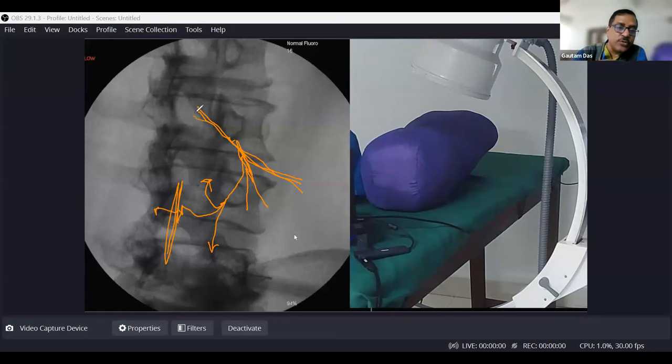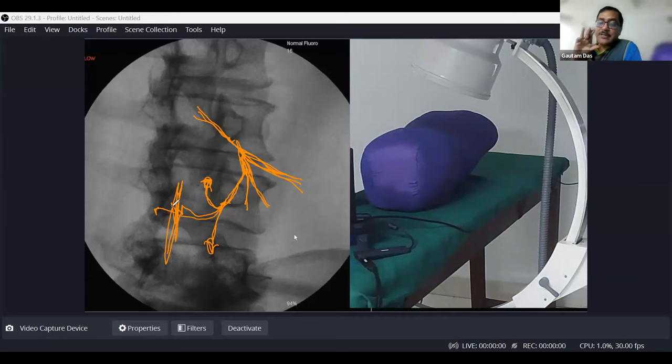So nerve root, ventral rami, dorsal rami. Dorsal rami has medial branch, intermediate branch, lateral branch. Medial branch has one articular branch going to supply the same level and another going to supply the below level facet joint. These are the superior articular branch and inferior articular branch of the medial branch of the dorsal rami of the exiting nerve root. And the same medial branch also gives the muscular branch, which supplies the multifidus muscle.